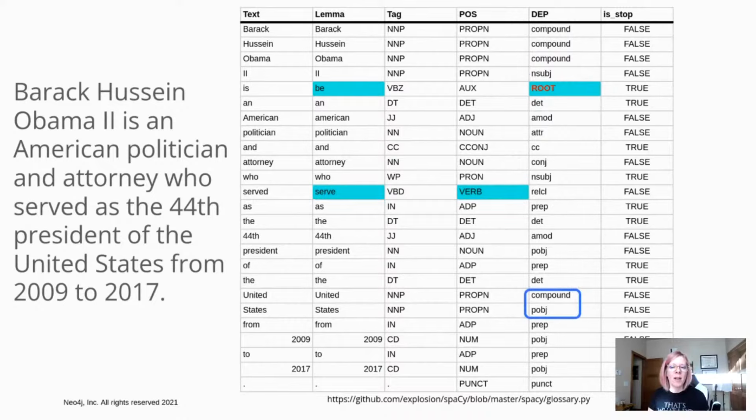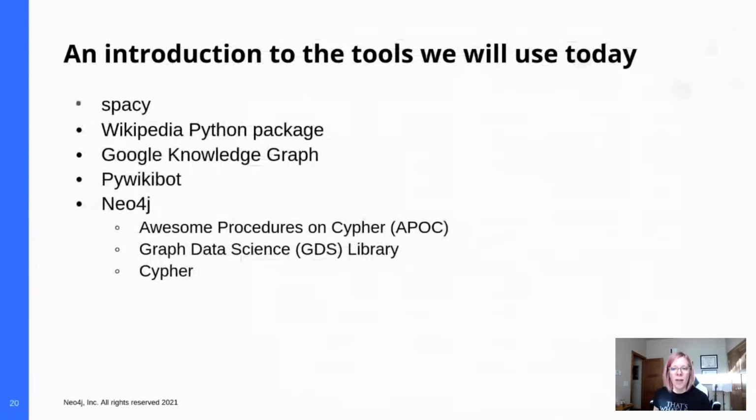Here's another one. We have an object. I see that the dependency is pobj, that means object. And it also has a compound, so that would suggest that that blocked together set, United States, would be one named entity. Okay, cool.